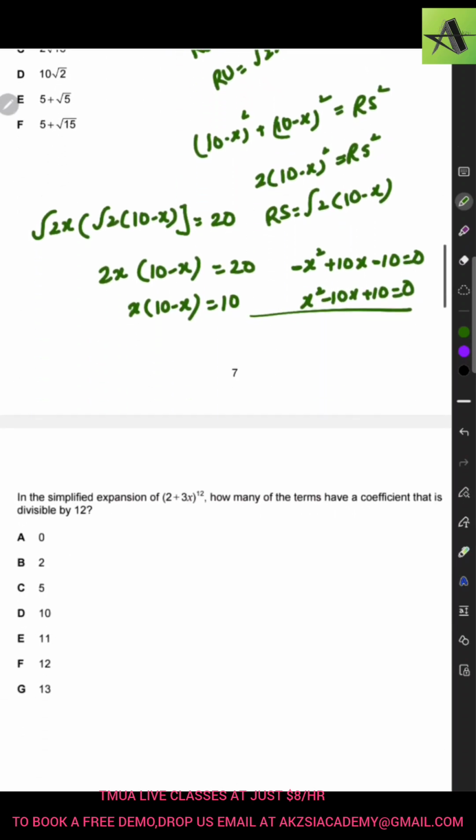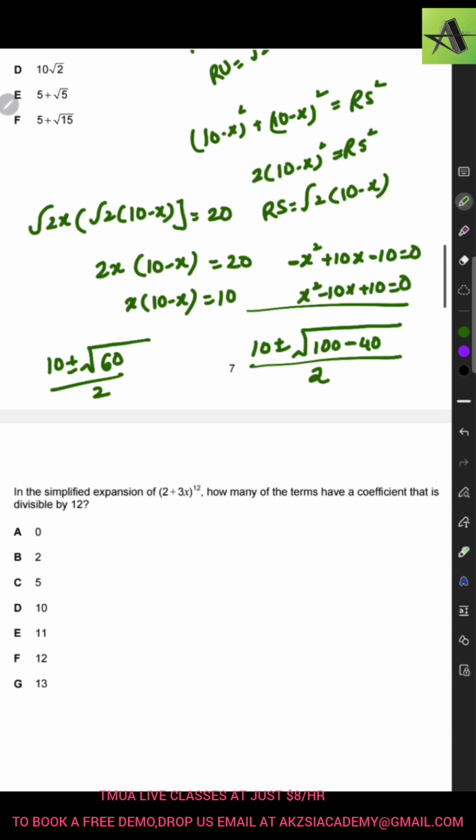To get the value of x, obviously it's a quadratic equation. I need to solve it. Let me solve by formula method. So minus b plus minus root of b squared minus 4ac over 2a. So 10 plus minus root of 60 over 2. Root of 60 can be further simplified as 15 times 4, so that means this will be 2 root 15. So 10 plus minus 2 root 15 over 2. Divide by 2, so it will give me 5 plus minus root of 15.